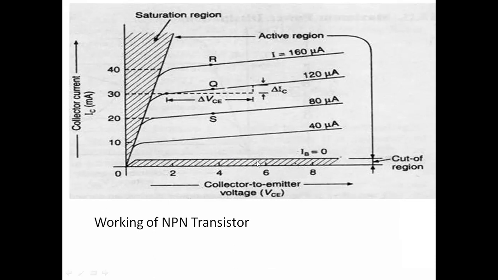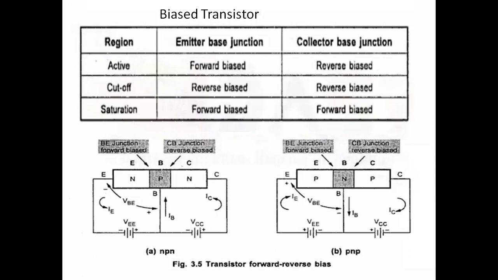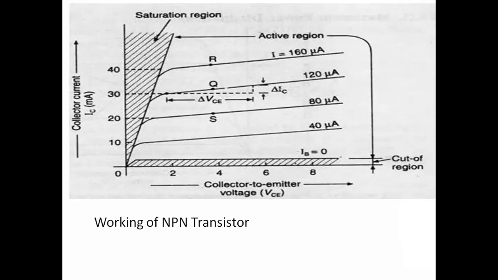But for proper action, the transistor should operate in the active region. The active region is where the emitter base junction is forward biased and the collector base junction is reverse biased. Only when connected like this can we get proper amplification. When it is operated in the saturation region and the cutoff region, what happens? Some of the signal will be cut off.